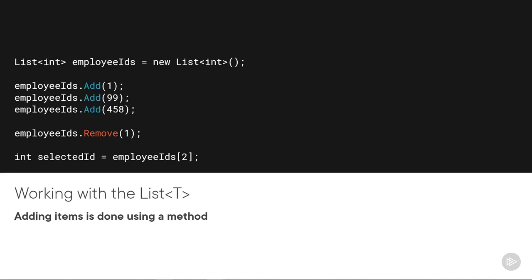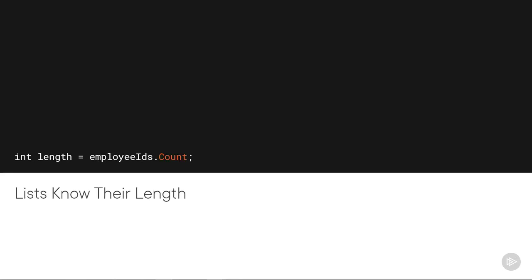Once our list is defined, we can use the built-in methods on the list class to add or remove items. Here I'm doing exactly that. I'm adding a few integer employee IDs by using the add method, and I can also remove an item again using the remove method. Now, although we don't need to worry about the size of our collection of items, we can ask how many items there are currently in the list. For that, there's a count property, which is built in.